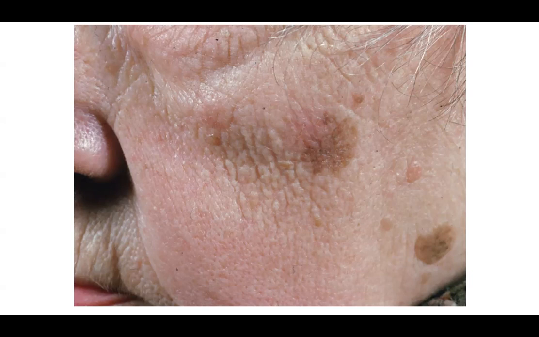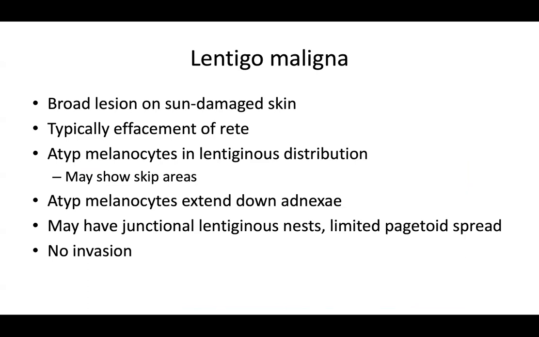And there are some immunostains that often help me when I'm getting a lot of melanocytic hyperplasia. And I want to separate out melanocytic hyperplasia versus true melanoma in situ from an immunohistochemical standpoint. And we'll talk about those stains later on in the lecture. Again, with Lentigo maligna, it's a broad lesion on sun-damaged skin. Typically, it results in effacement of the rete. So if you see a biopsy with very atrophic, thin epidermis with no rete ridges, you should become concerned that this could represent a Lentigo maligna.